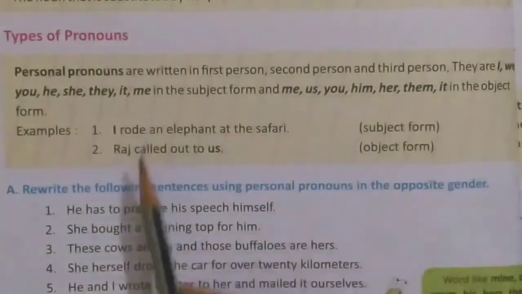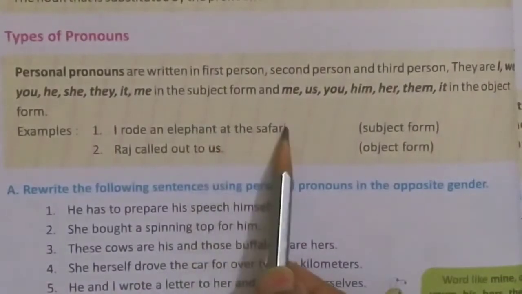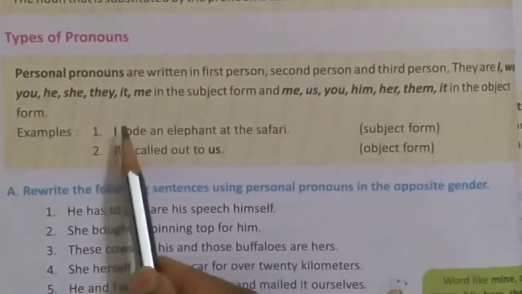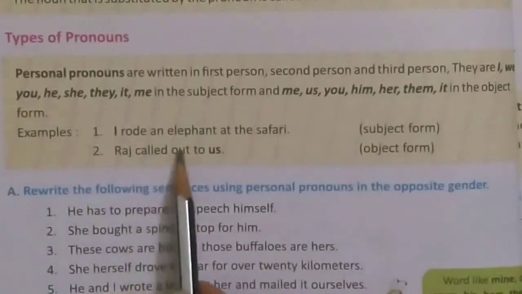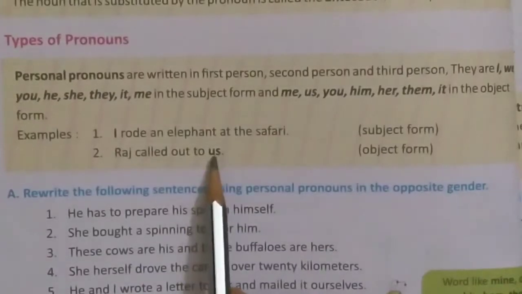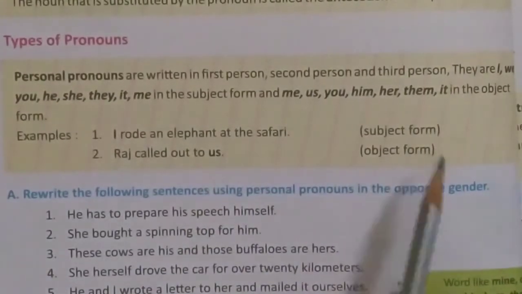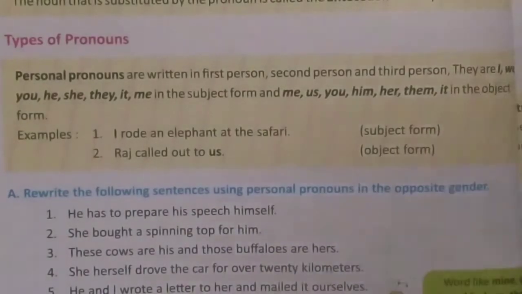यहाँ पे आप जैसे example देख रहे हो. First, I rode an elephant at the safari. Here I comes first. So this one is the subject form. Raj called out to us. In this sentence, us is here and this is the object form. So you have to identify the subject form and the object form.